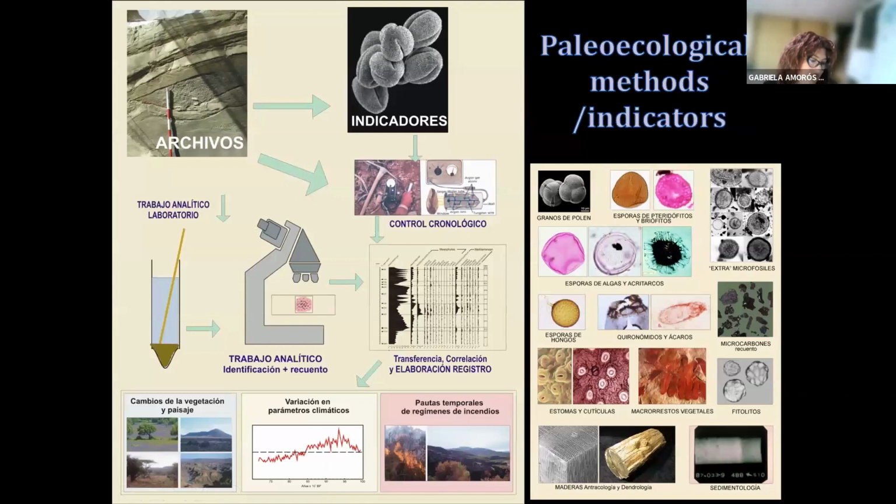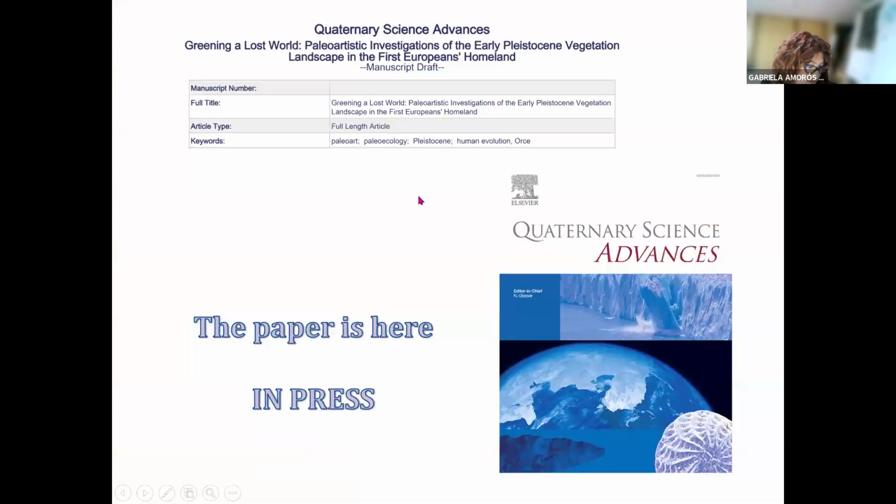The scientific method begins with sediment extraction, then analysis in the laboratory. Pollen grains are identified and counted under the microscope, followed by mathematical analysis to transfer the information from the pollen counts and generate a picture of the past vegetation. The content of this talk is part of a paper published in the journal Quaternary Science Advances.